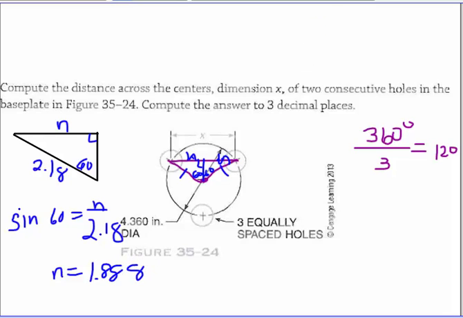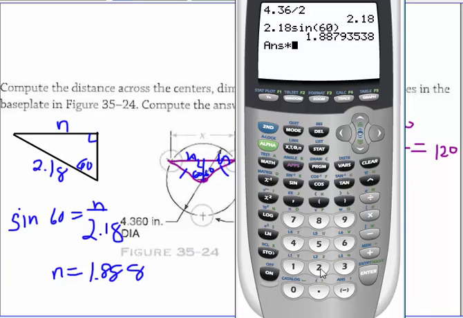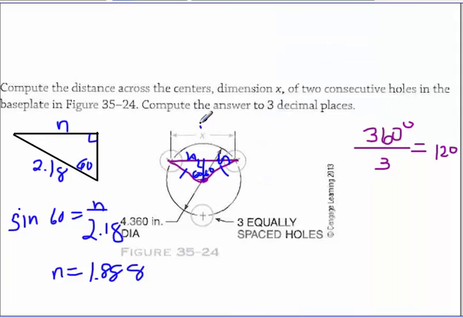And then when we double it, because there's 2 of them, we find out the length that we're looking for is 3.776. So x is equal to 3.776 inches. And that's all. Good luck.